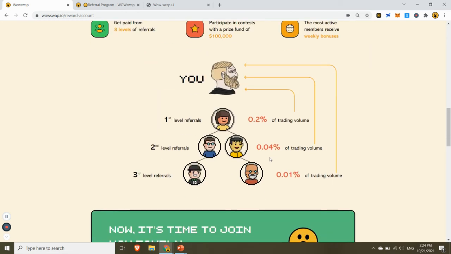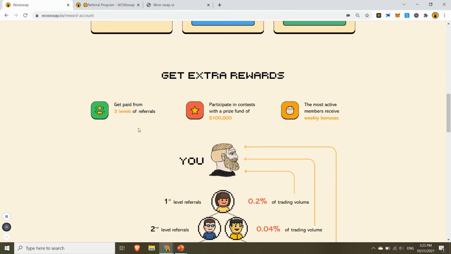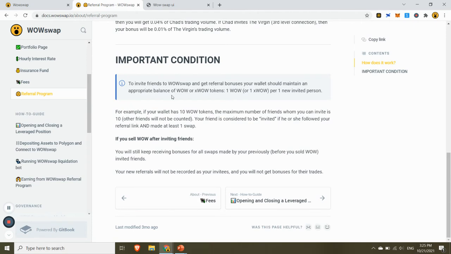And how does it work? Every time your friend trades with your referral link, you get 0.2% of his or her trading volume. What's cool about it is that every time your friend trades with his link, then you get 0.04% of his friend's trading volume. And it goes up to the third level, where you can get up to 0.01% of trading volume. You can check more on how it works in our documentation.